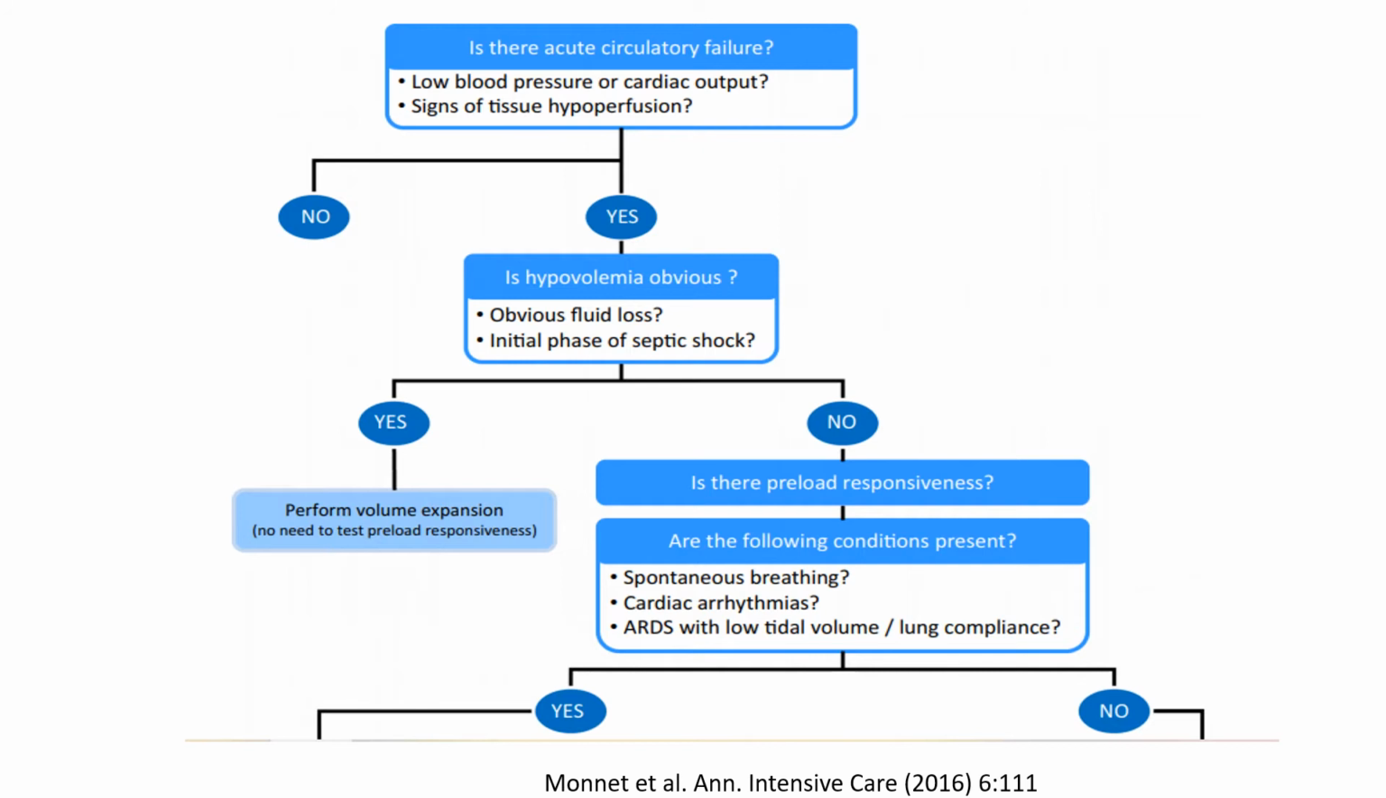Sometimes patients are shifted from other hospitals and they have received the fluids already. So then this volume expansion is not performed, and you have to follow this pathway here. You have to check for preload responsiveness, and you have to see whether the patient is on the ventilator, whether he is in AF or any other kind of arrhythmias, and if he has ARDS or not, because ARDS means there is poor lung compliance, which has significance as we shall move on here.